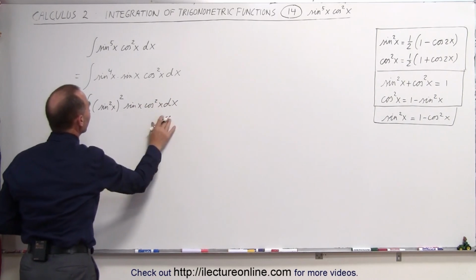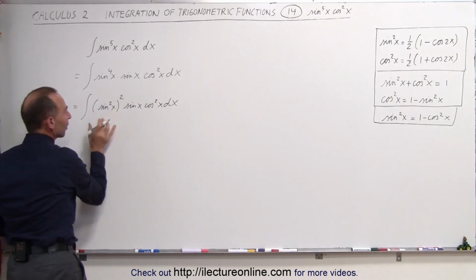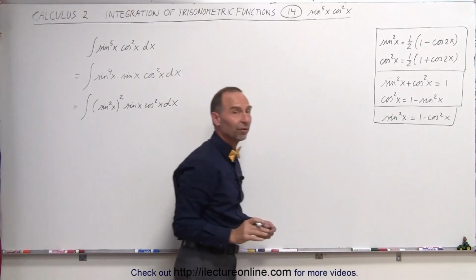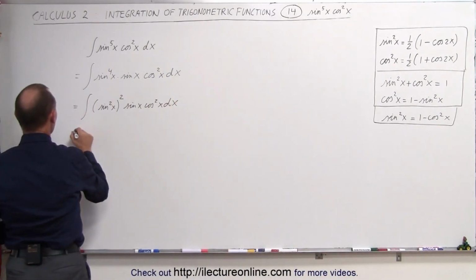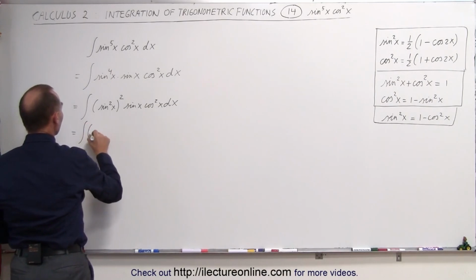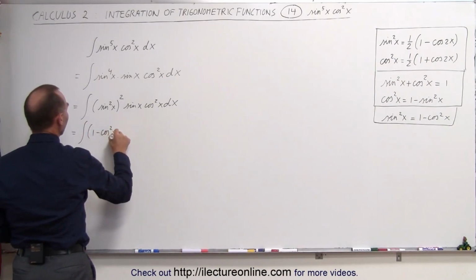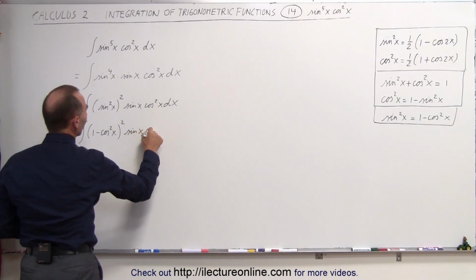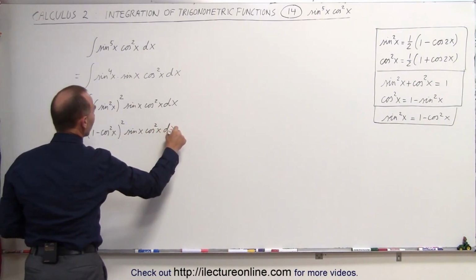The reason why we did this is because we want to take the sine square of x, come over here and replace it by 1 minus the cosine square of x. When we do that, we get the following. This is equal to the integral of 1 minus the cosine square of x, quantity squared, times the sine of x times the cosine square of x dx.